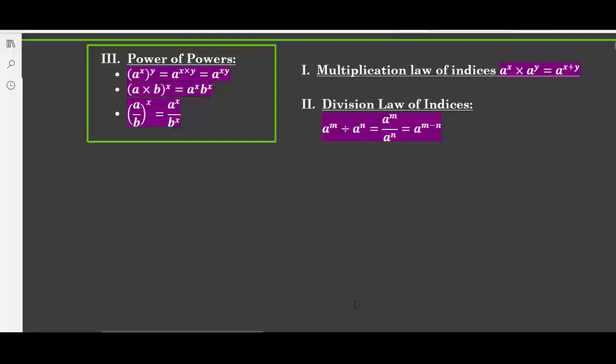In the previous video, we already saw all of these laws. We already discussed these laws. These two laws are already done. But now we are going to see this following law. Let's go.